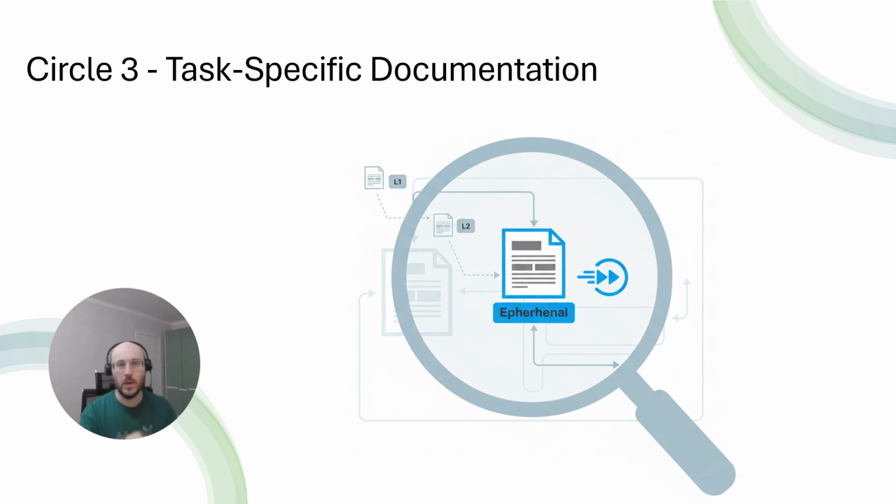And finally, we have the third and innermost circle, task-specific documentation. This context is ephemeral, meaning you create it for one specific task and then you can throw it away. It's the bridge between your big picture architecture and the detailed code you're about to write. It's a focused, high-signal brief that's perfectly sized for the AI's context window.